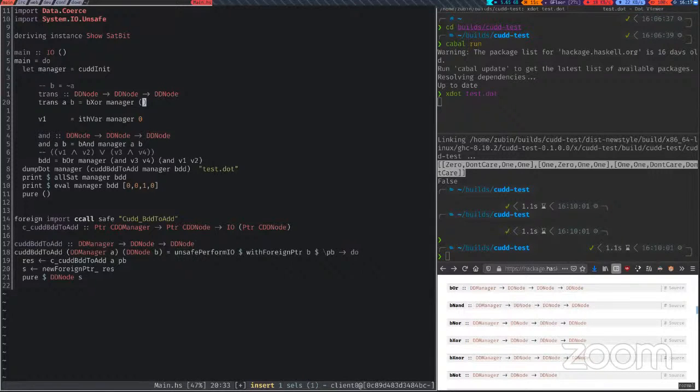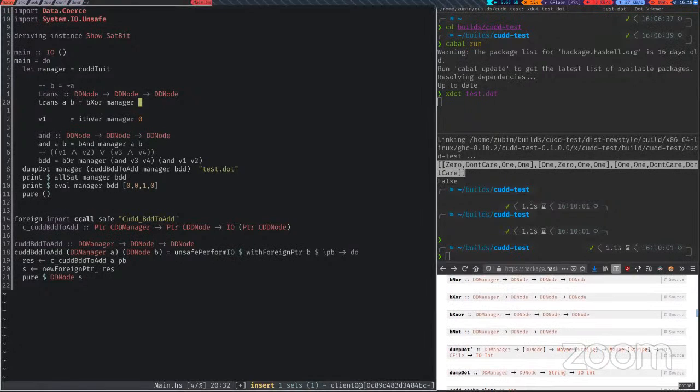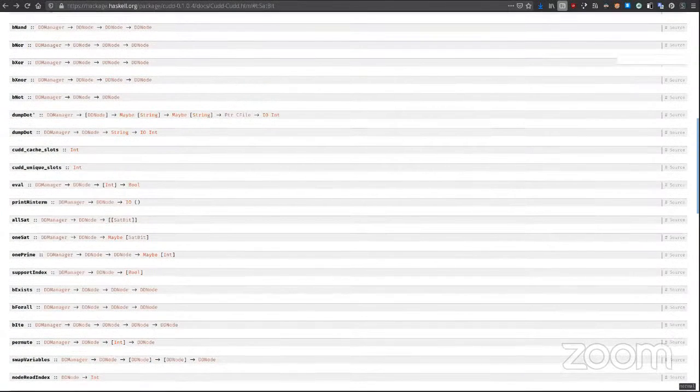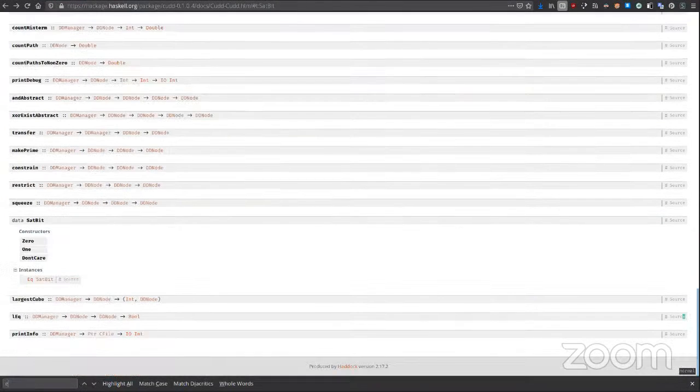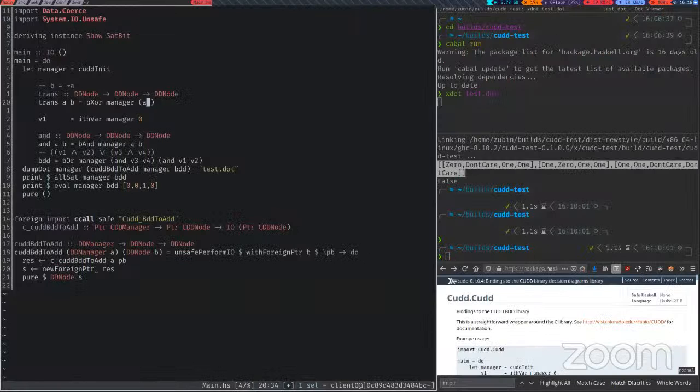Okay, so trans AB is... Why are you using exclusive OR? Because there's no equal to. There's no equivalent. I couldn't find it. Okay, so negation of exclusive OR is fine. Yeah. Okay.